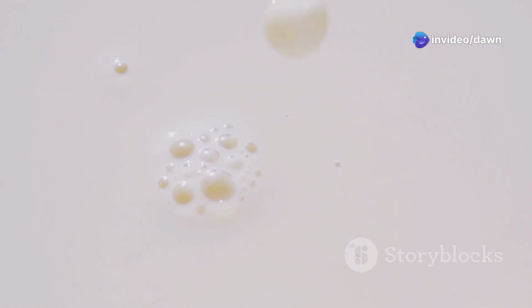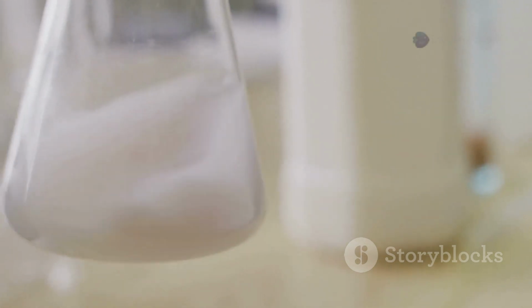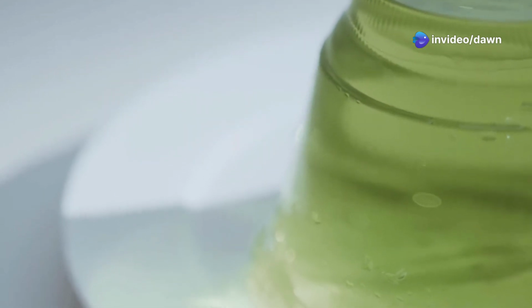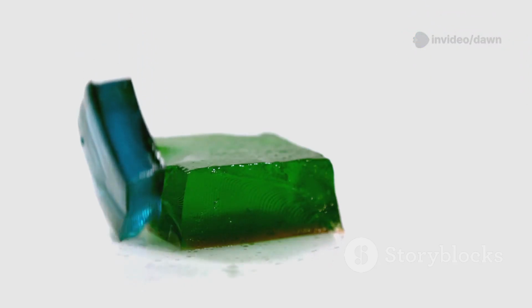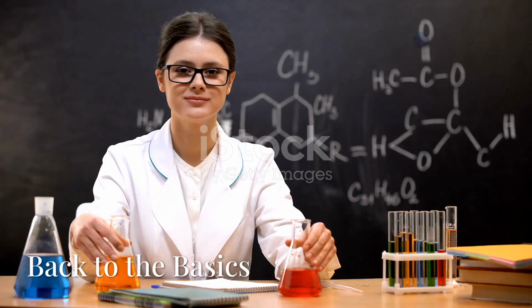It's a mixture of tiny droplets of fat and water. These fat droplets are small enough to stay suspended in the water, which is what gives milk its cloudy appearance. Another one is gelatin. Gelatin is actually a colloid of protein molecules dispersed in water. These protein molecules form a network that traps water, creating that jiggly texture we all know and love.